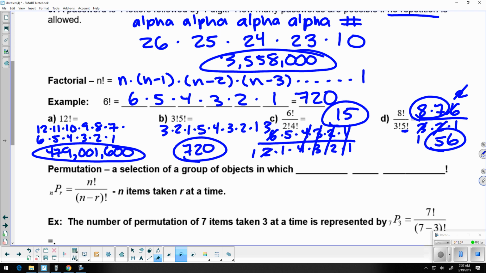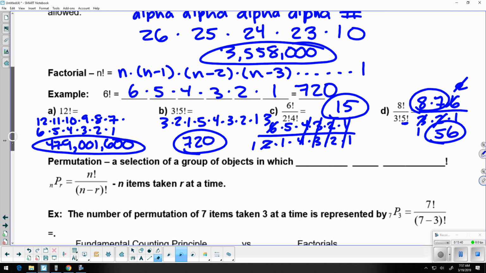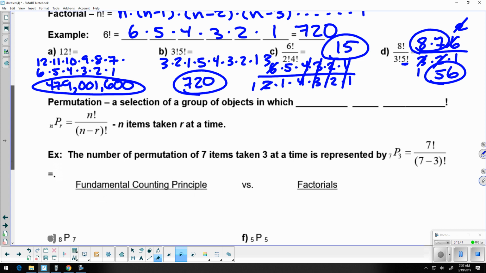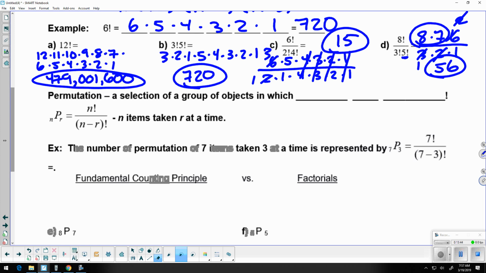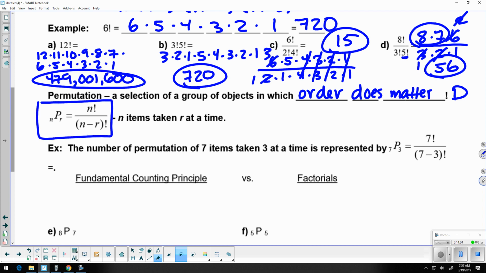All right, so why do we have to know factorials? Well, that's where these come into play. We have these things called permutations. It's when you're selecting a group of objects in which the order does matter. So these are more like dependent events. I'm just going to put a capital D next to it. The order in which I choose these things does matter. And here is the special formula we're going to be using. I'll go through and explain everything, and there's an example for you too.